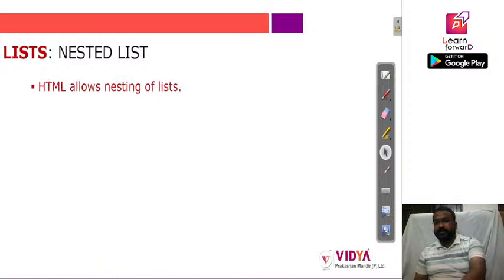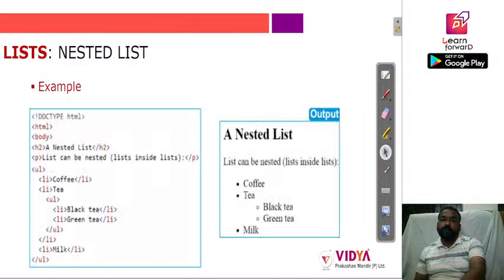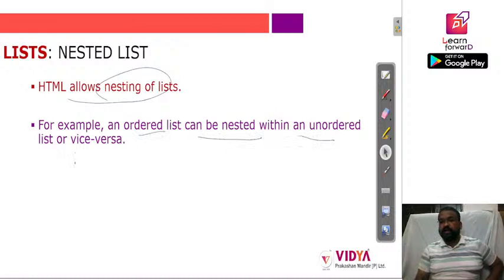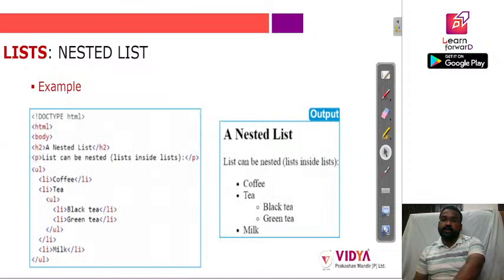Now let's see another example. If you want to merge your multiple lists into a single one, that is, if you want to do something like nesting of lists, then HTML allows you to do that also. So an ordered list can be nested within an unordered list, or vice versa. That means you can create one unordered list inside an ordered list, or an ordered list inside an unordered list. So let's see an example.